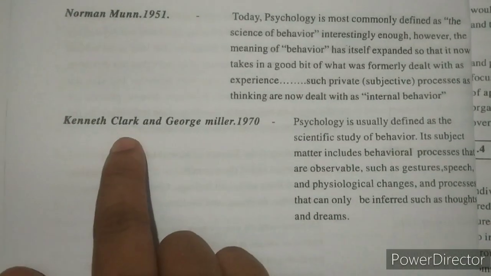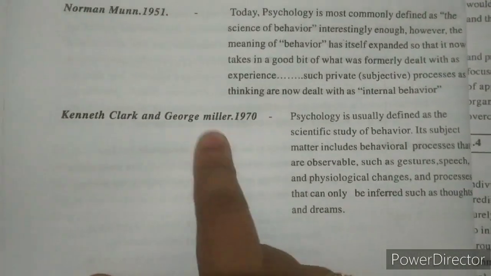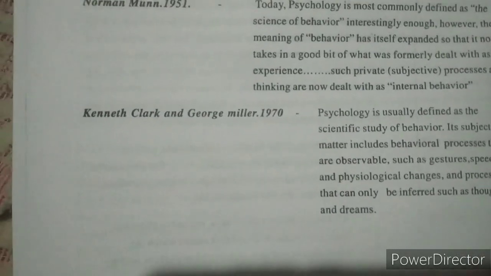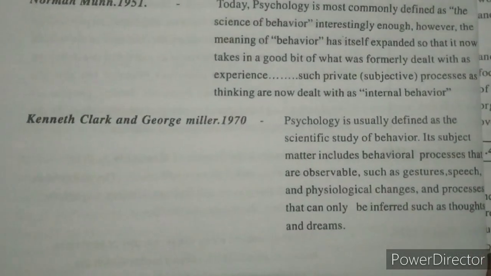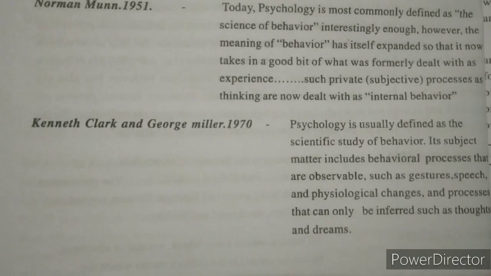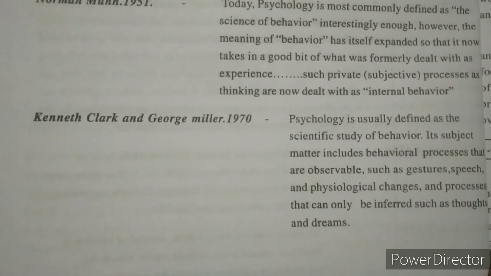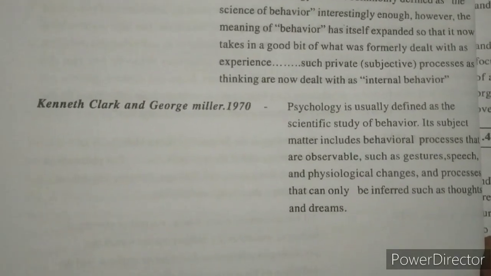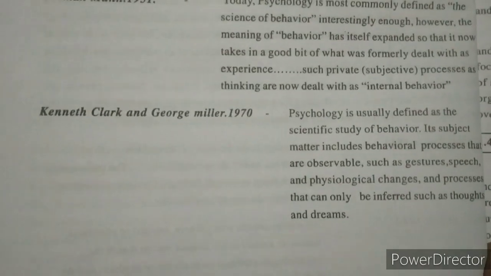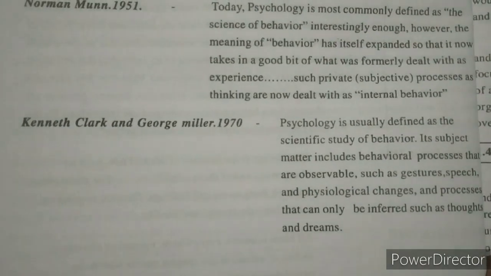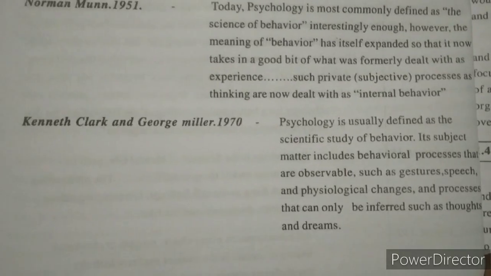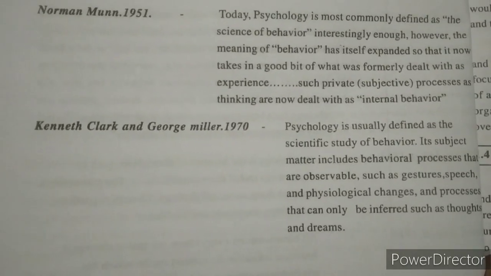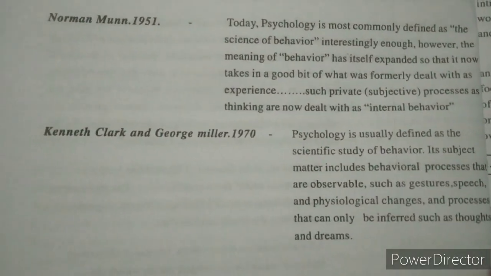Then Kenneth Clark and George Miller in 1970 say that psychology is usually defined as the scientific study of behavior. Its subject matter includes behavioral processes that are observable, such as gestures, speech and physiological changes, and processes that can only be inferred, such as thoughts and dreams.